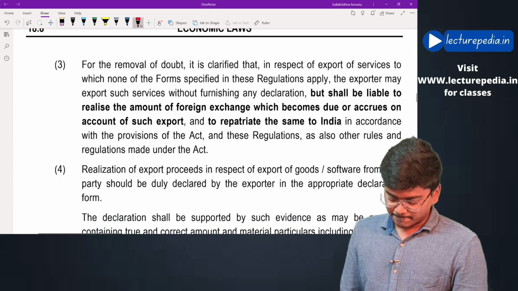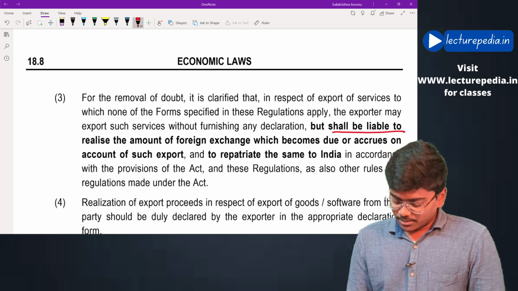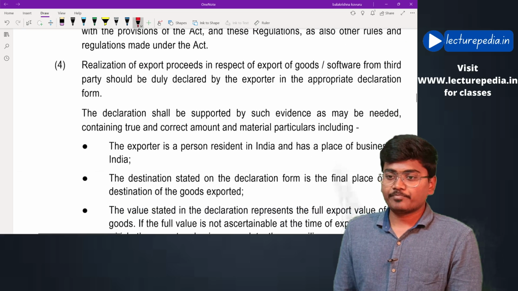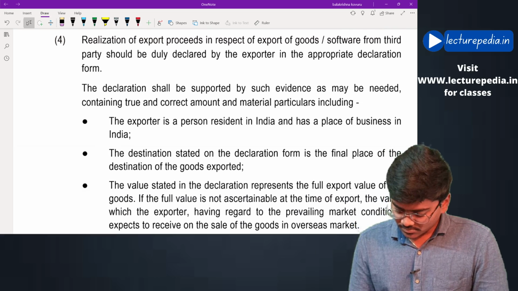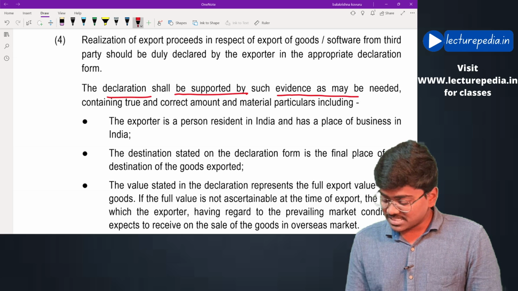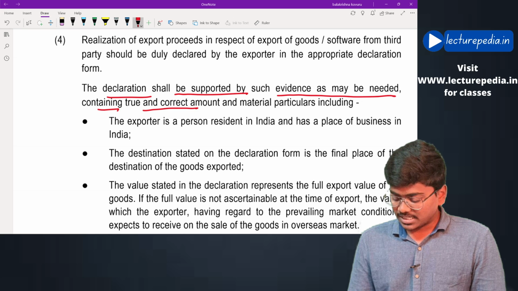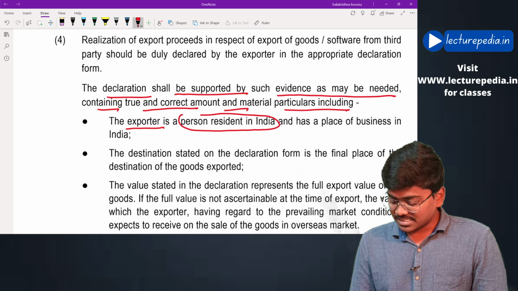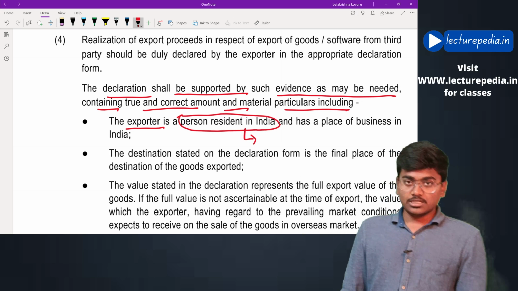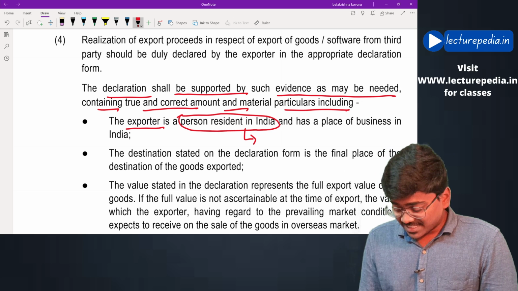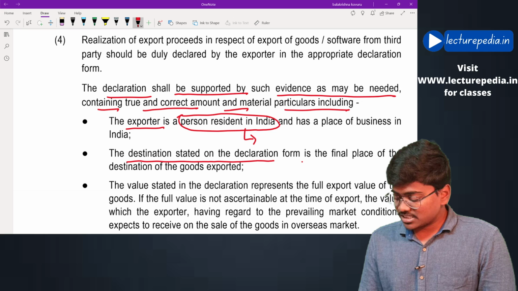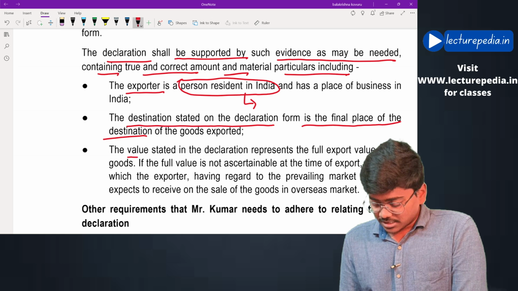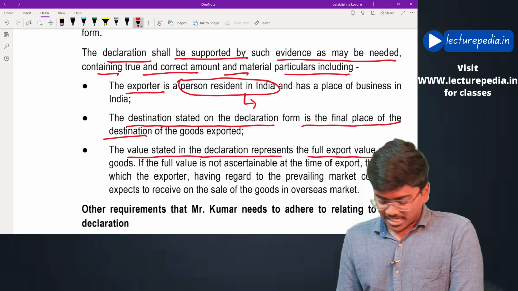The exporter shall be liable to realize the amount of foreign exchange within the prescribed duration. Okay, and also see, the declaration shall be supported by such evidence as may be needed containing true and correct amount of material particulars, including that the exporter is a person resident in India. Okay, evidence showing that the exporter is a PRI, evidence stating that the destination stated in the declaration form is the final place of destination, and evidence stating that the value stated in the declaration represents the full value of export of goods.